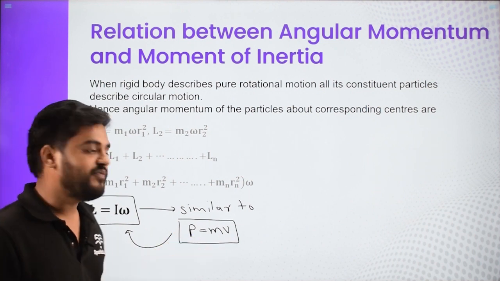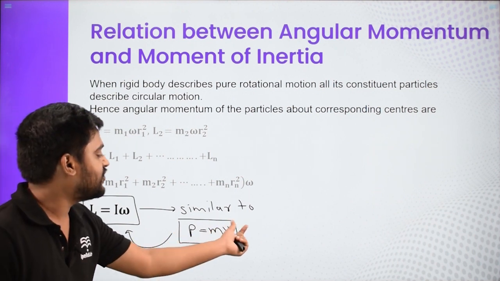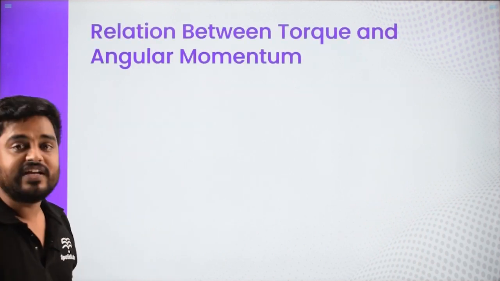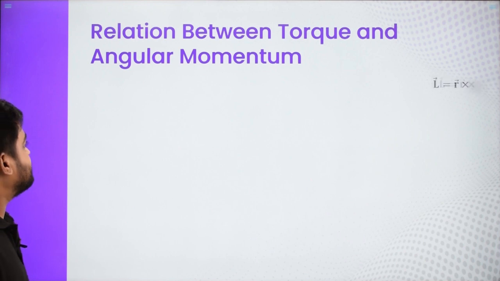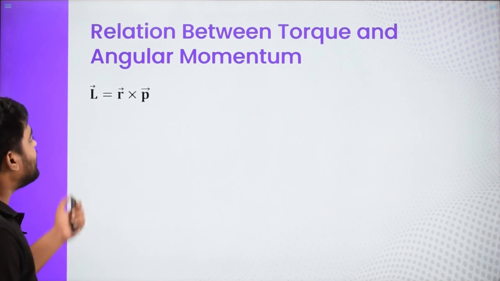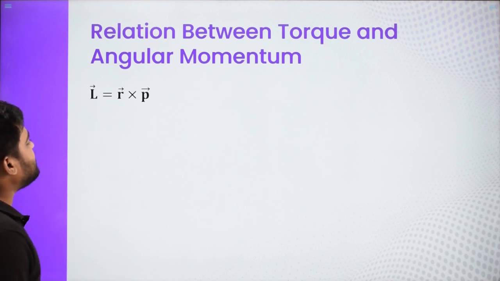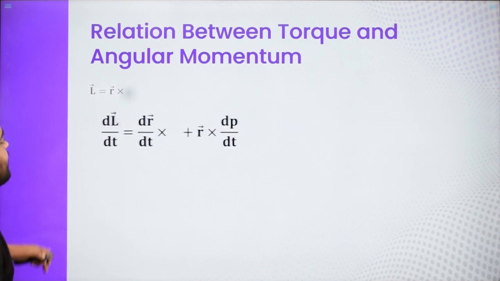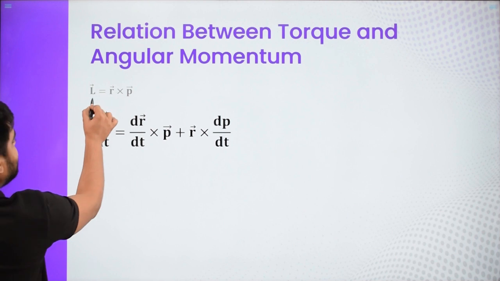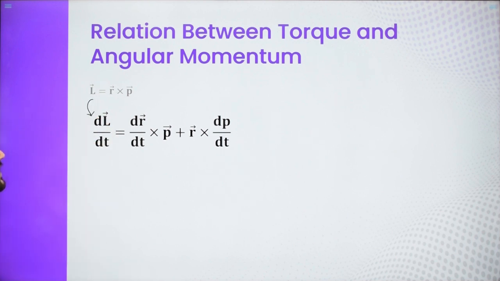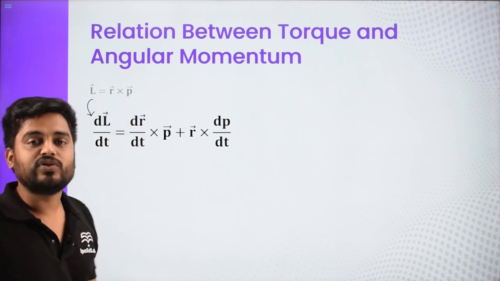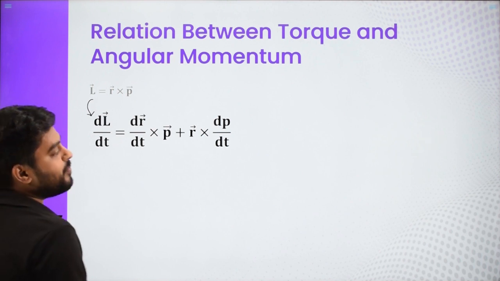Since P is equal to mv, L should be equal to I times omega. Now, next is the relationship between torque and angular momentum. We know that the L vector is equal to r cross P. What if I differentiate it? I get dL by dt, the differentiation of angular momentum, and here r and p both are variables, so I am going to apply the UV rule.